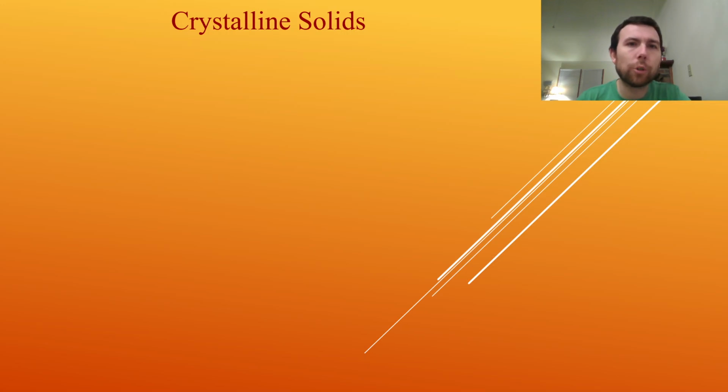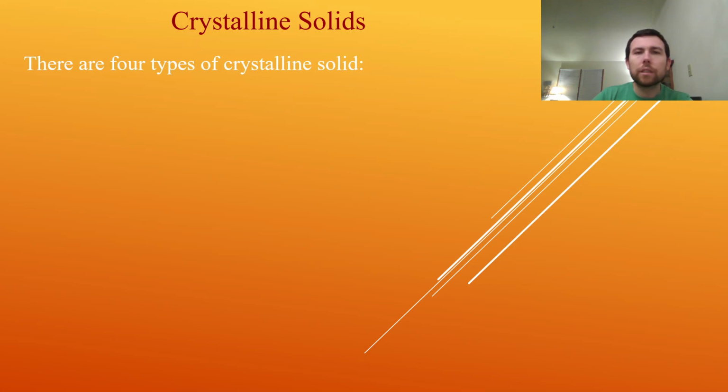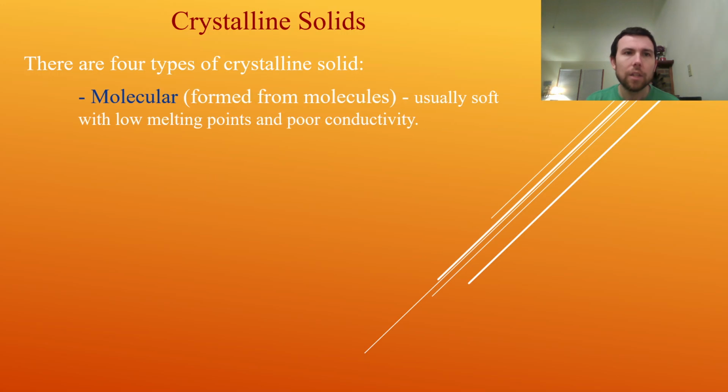Now let's take a look at crystalline solids specifically. Crystalline solids get broken down into 4 different categories, and you do need to know these different types of solids, specifically crystalline solids. So the first one is a molecular solid. And so from the name, it's formed from molecules, right? It's a molecular solid.